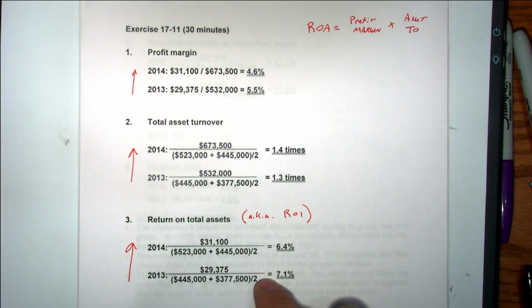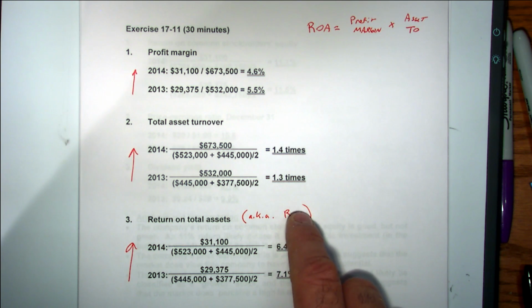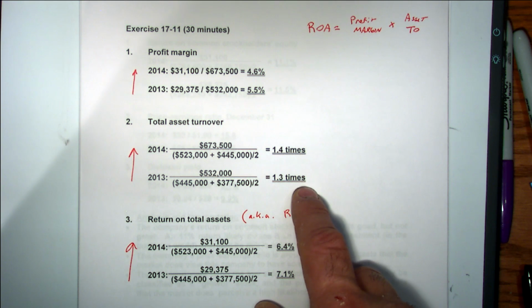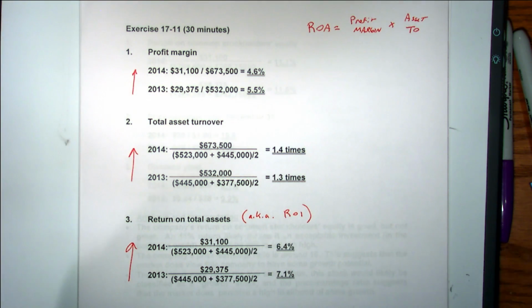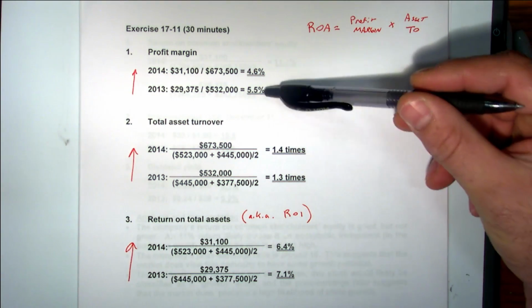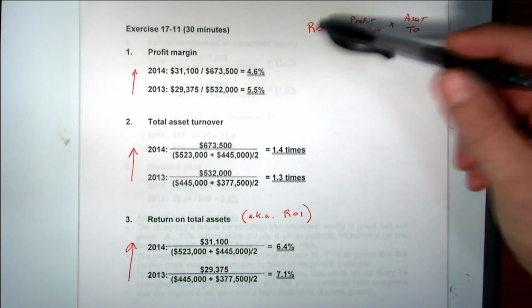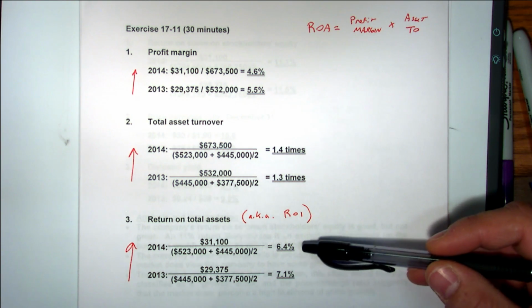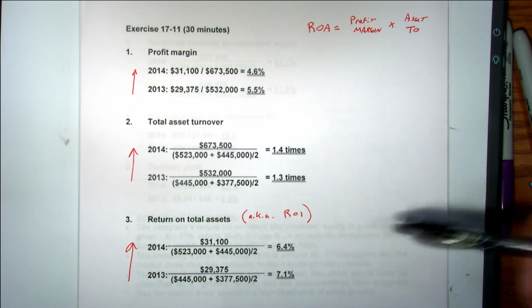In this situation, the asset turnover actually improved, didn't it? From 1.3 to 1.4. But it certainly wasn't enough to offset this deterioration of profit margin. So the result was that ROA actually worsened. Does that make sense? You with me? Okay.